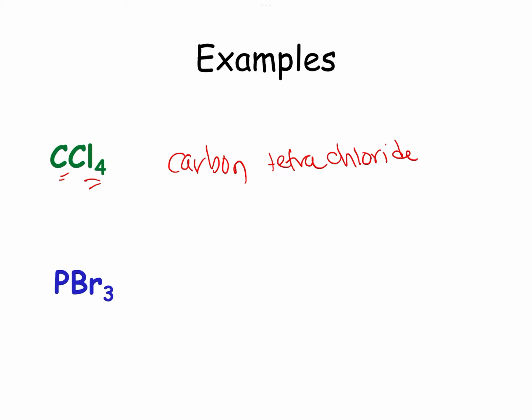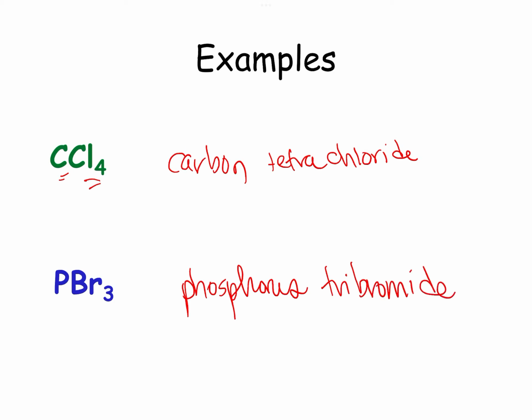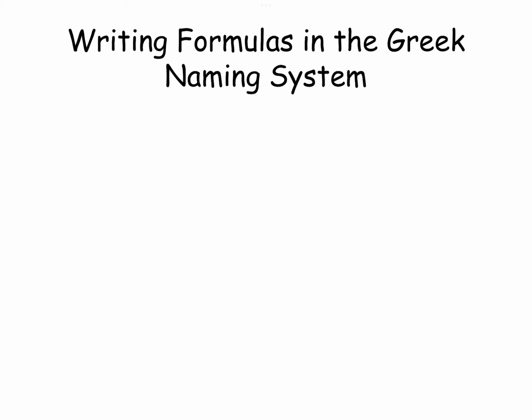So once again, the first element has a subscript of 1, so it's just going to be phosphorus. And then we have 3 bromines, so that's going to be tri, and then we end it with bromide. Phosphorus tribromide.